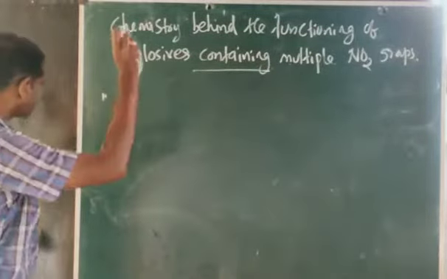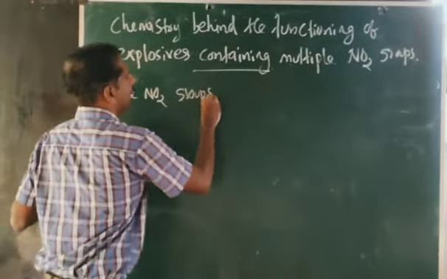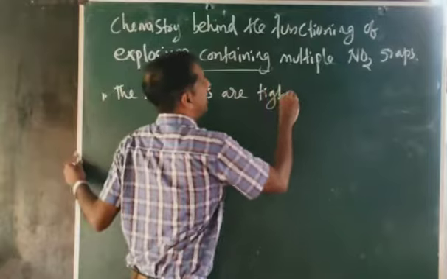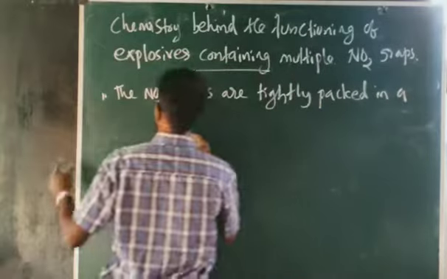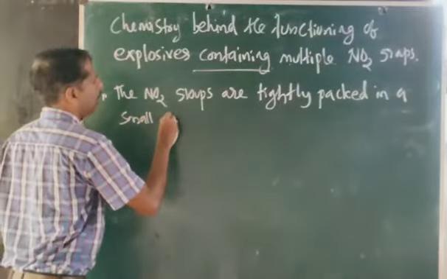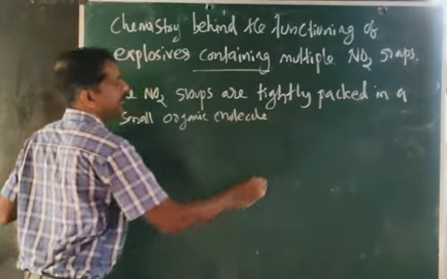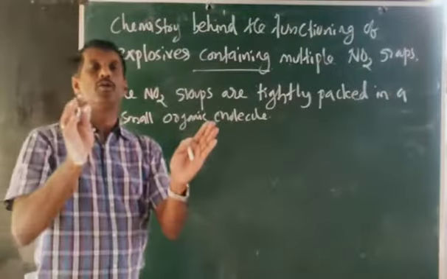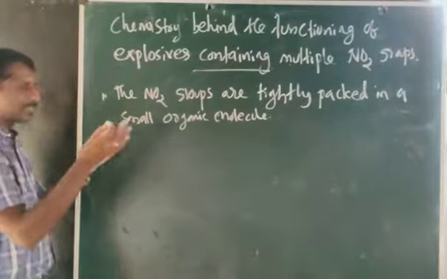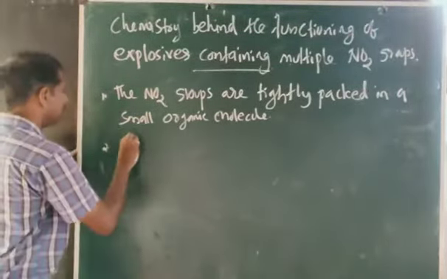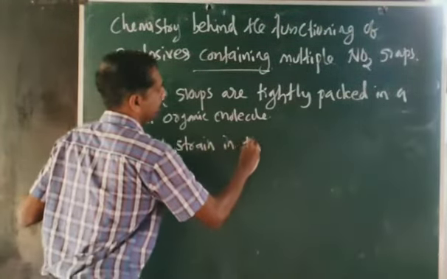First one is the NO2 groups are tightly packed in a small organic molecule. Okay, it is clear because even in TNT or RDX you can see that the NO2 groups are tightly packed in a small organic molecule. Second one, because of this tight packing of NO2 groups, there is great strain in the molecule.